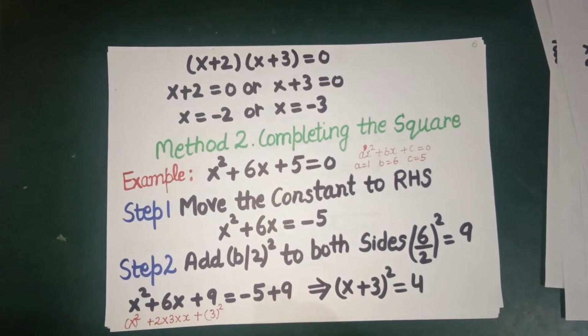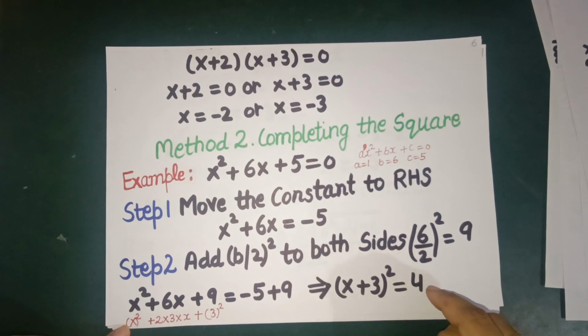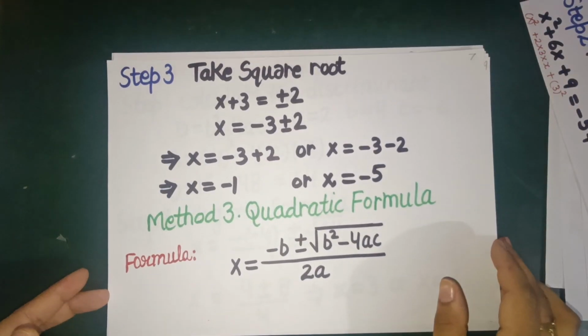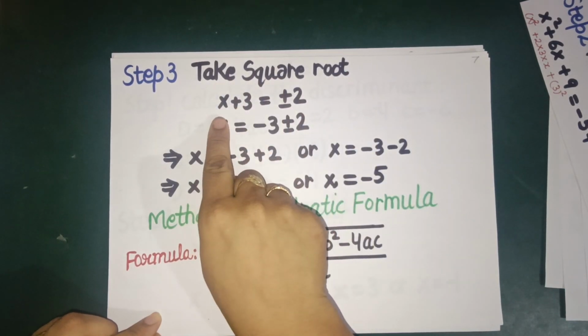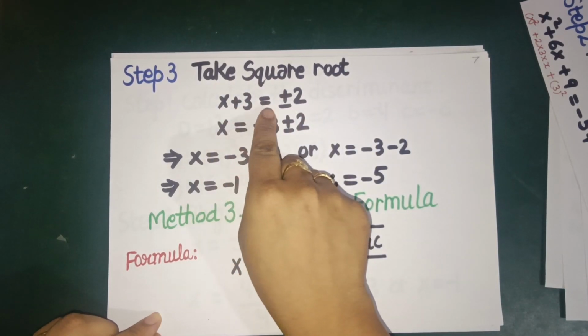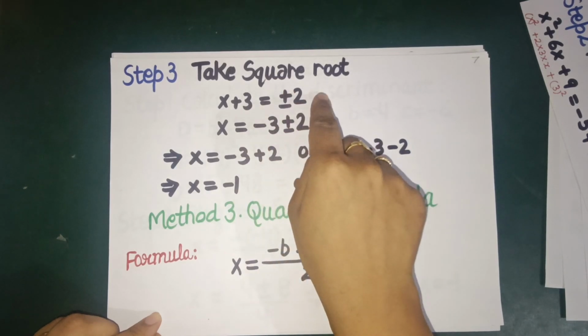Okay, this gives us (x + 3)² = 4. Now what is step number 3? Step number 3 says taking the square root. By taking the square root, we have x + 3 = ±2.